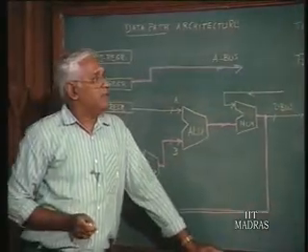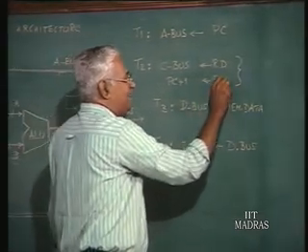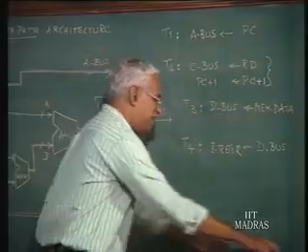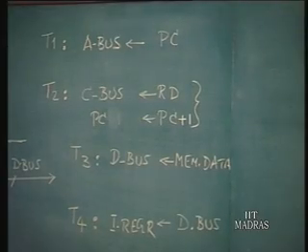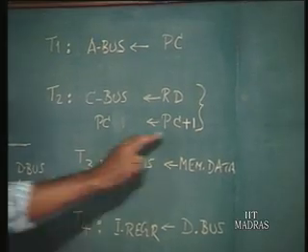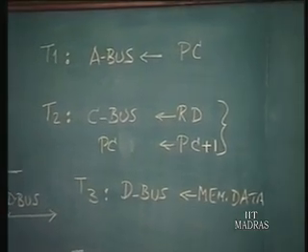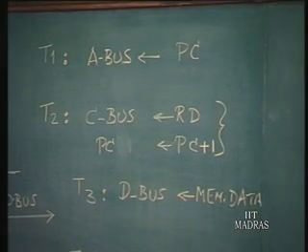PC plus 1 to PC. PC contents, oh yeah, you are right. The contents of PC must be incremented and placed in PC. That's what it is, right. The contents of PC must be incremented and the new value must go into PC. That's what it is, right. Correct. That's a thing. Good.